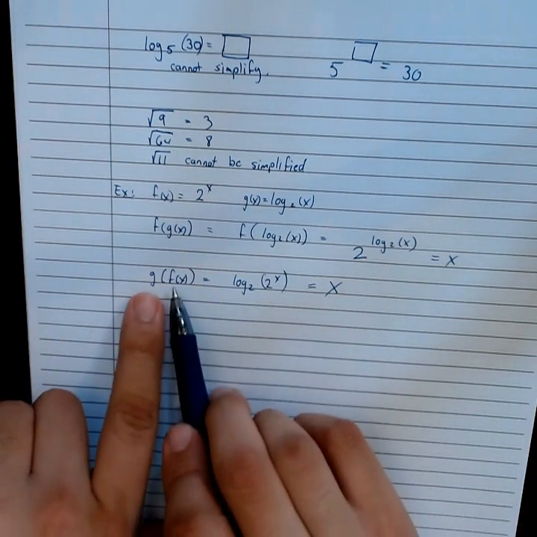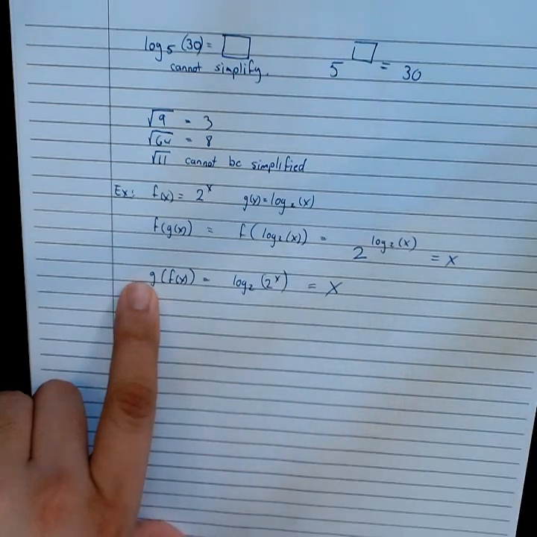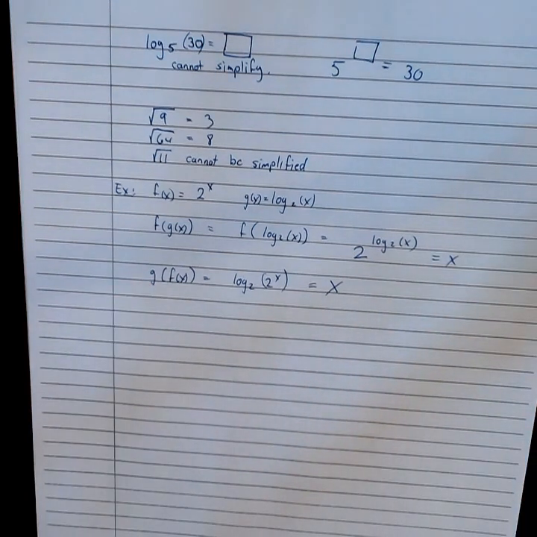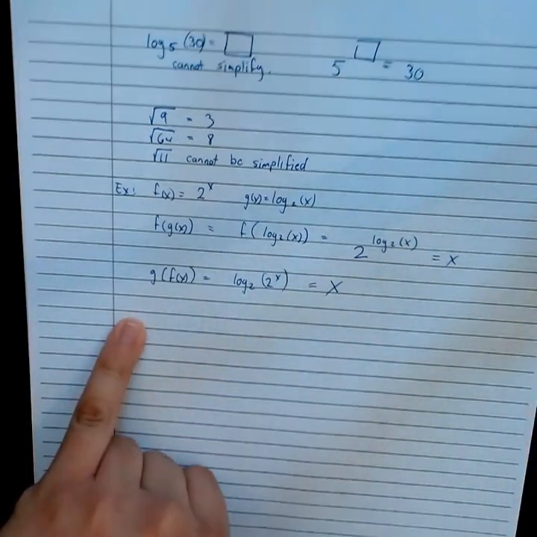Again, if I take one of these functions and compose it with the other, they go away, and I'm left with just x. But by definition, that is what we mean by an inverse function. The composition cancels the two functions.